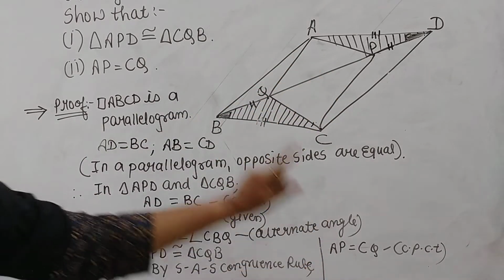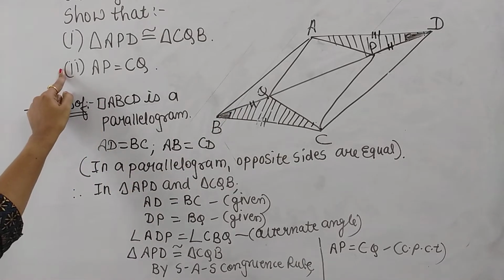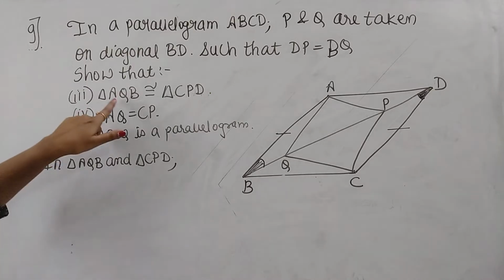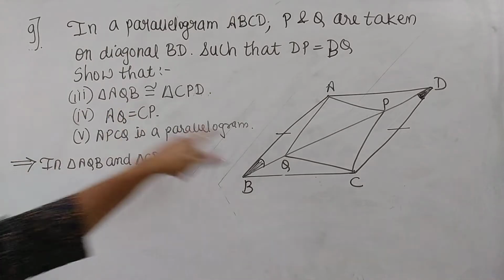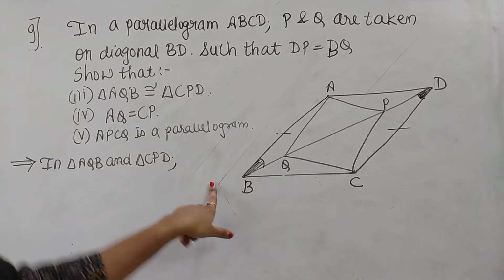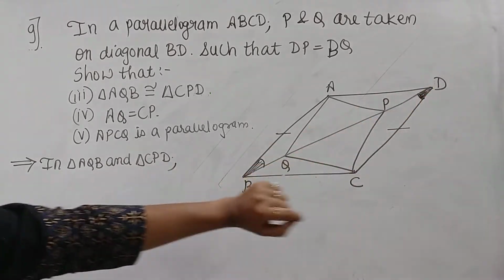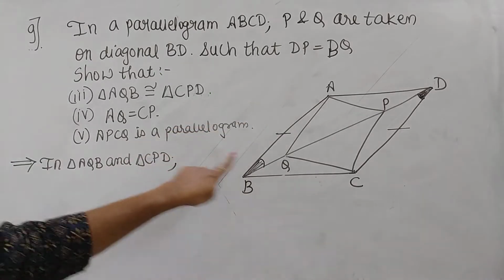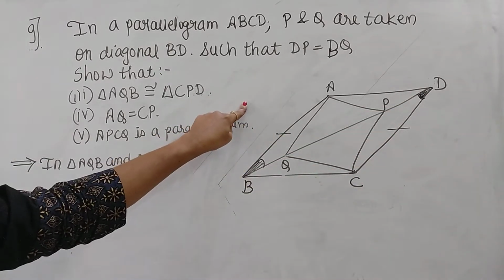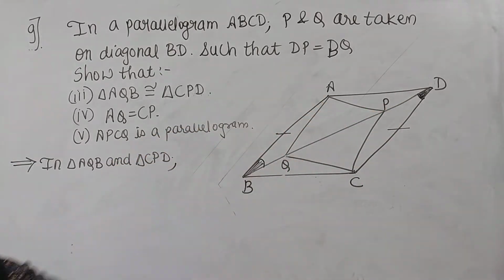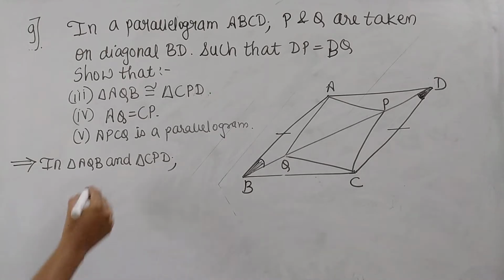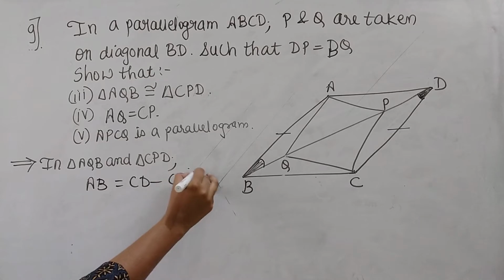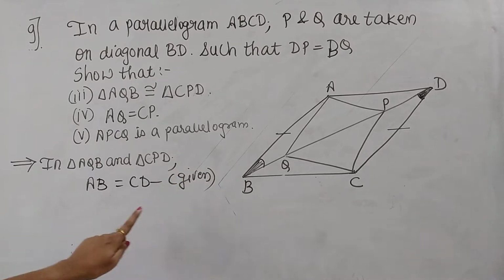Now similarly we have to prove the third and fourth part. Let's move to the third and the fourth part. Now in this I need to prove the congruency in the triangle AQB and CPD. Okay, so AQB, when it is said, then obviously this AB and CD would be equal, because in a parallelogram opposite sides are equal. So the first part that I am going to write here is that AB is equals to CD, that is already given. In a parallelogram opposite sides are equal.